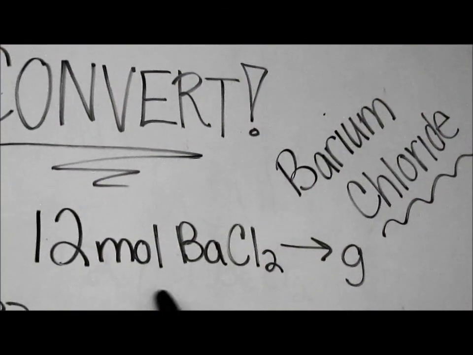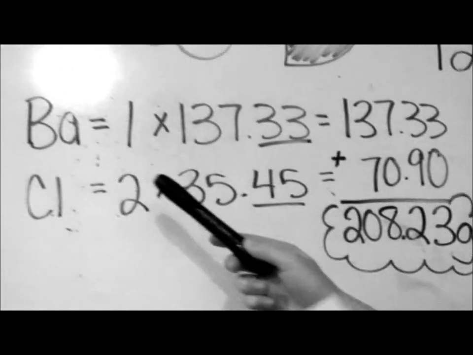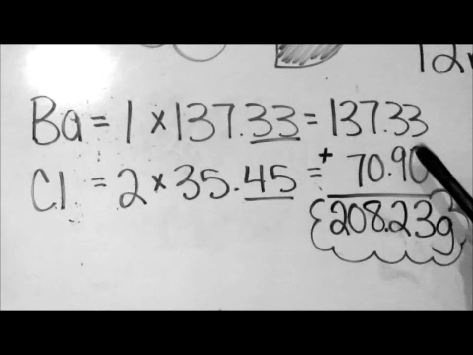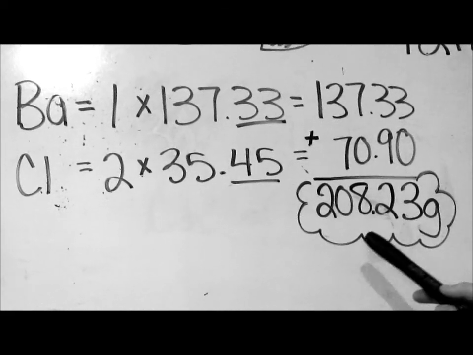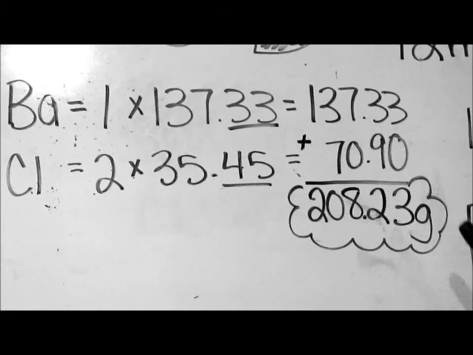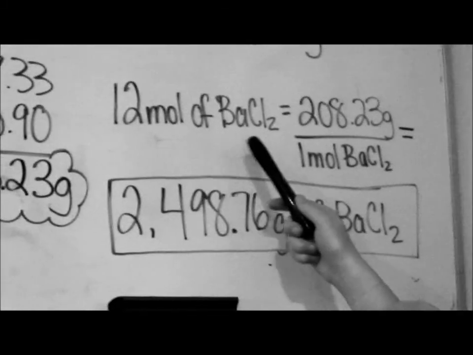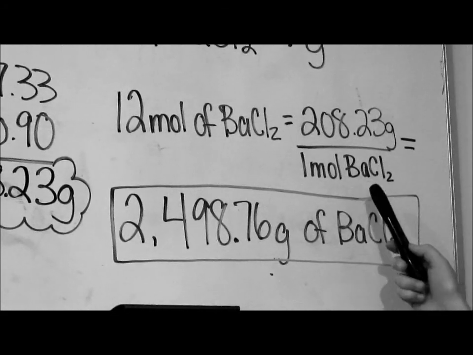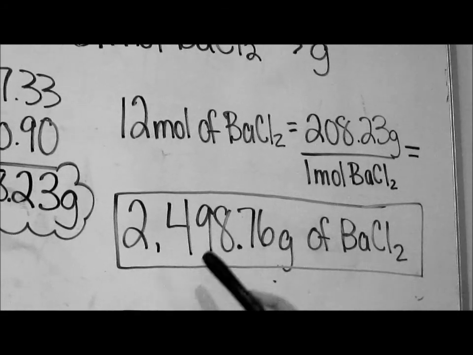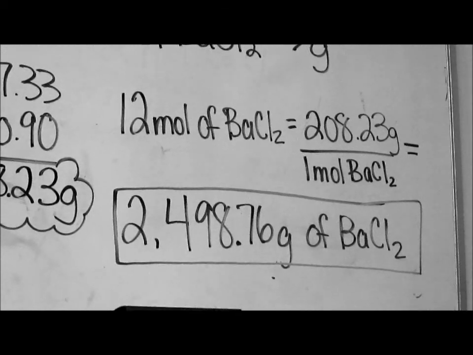There's 12 moles of barium chloride coming in from the west and converting to grams. If we multiply the number of atoms of each element by their atomic masses and add the products together, we get the molar mass of barium chloride, which is 208.23 grams. This acts as a conversion factor for the moles. If we multiply 12 moles of barium chloride by 208.23 grams over 1 mole of barium chloride, we get 2,498.76 grams of barium chloride.